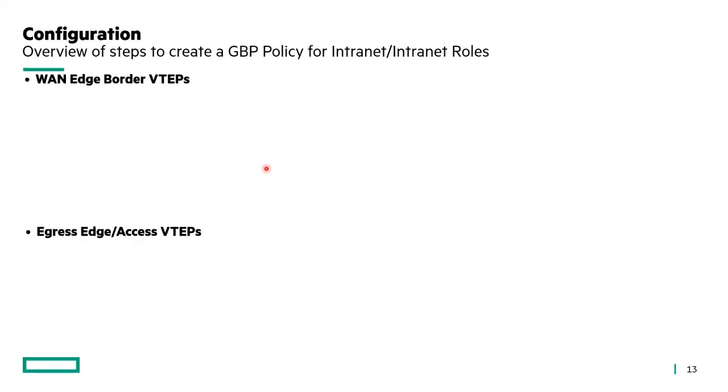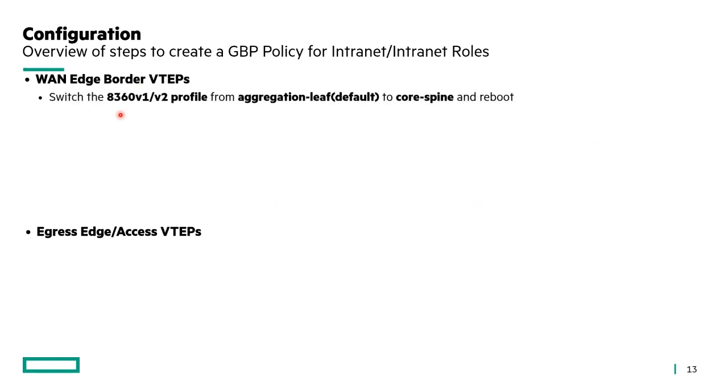Okay, so as to configuration, this is just an overview of the steps to create a GBP policy for the internet and internet roles. WAN edge border VTEPs: you need to switch the 8360 v1 v2 profile from the ag leaf profile to the core spine and reboot.